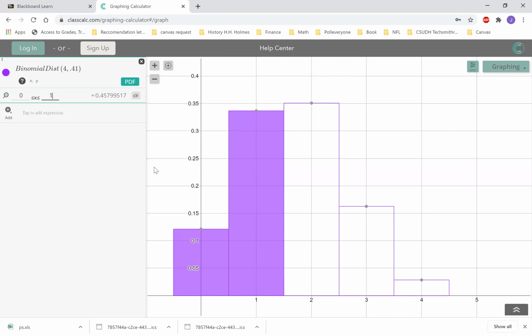All right, and that's it for part C. Any questions in regard to part C? No. All right, so let's go ahead and do the next problem.